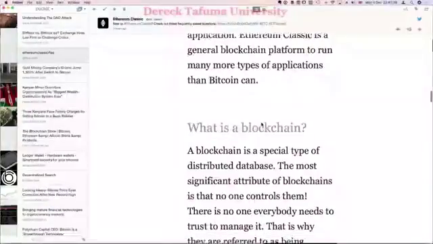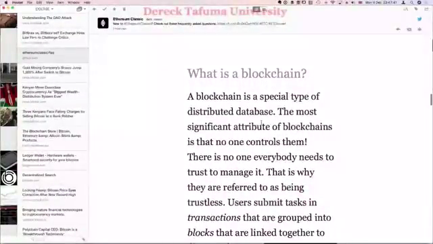What is a blockchain? A blockchain is a special type of distributed database. So it's a database which is distributed, which means it is not centralized, which means it is decentralized. The most significant attribute of blockchains is that no one controls them. That is why the blockchain threatens traditional institutions like banking institutions, government institutions, healthcare institutions, because those institutions are centralized.